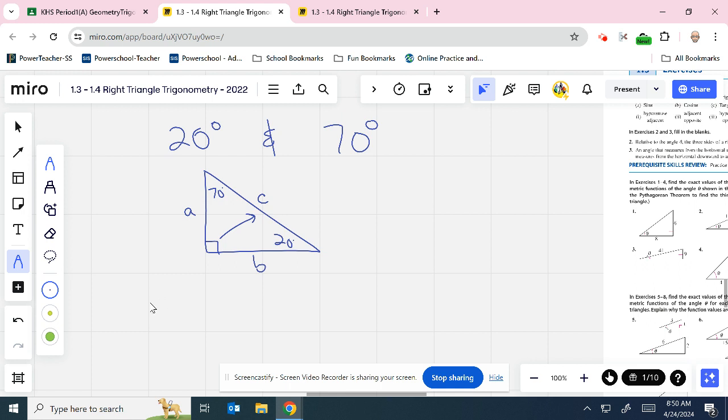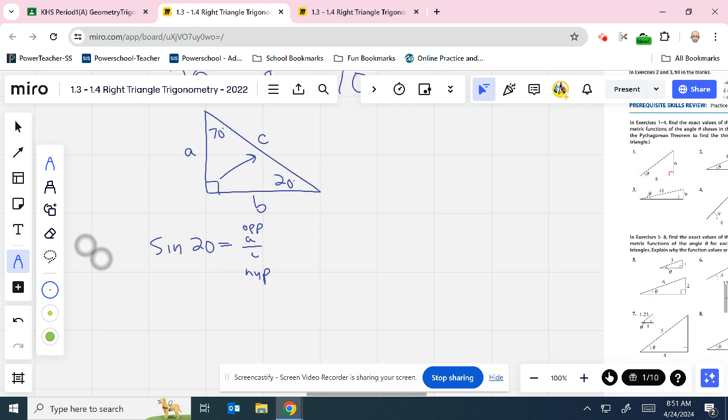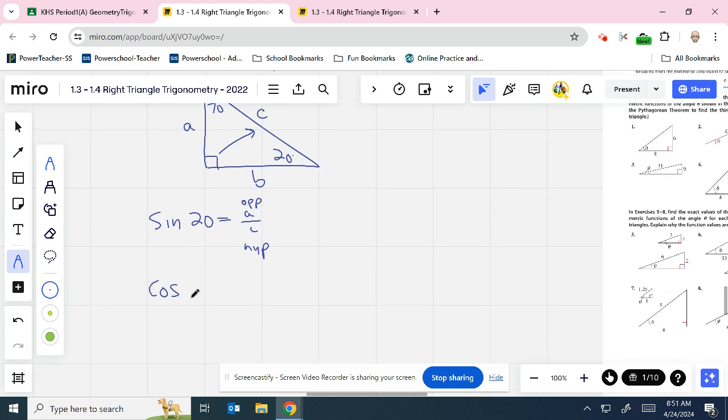But if I wanted to find the sine of 20 degrees, I would need the opposite of 20. So SOH, right? This is the opposite over the hypotenuse. That's what sine means. Opposite over hypotenuse. So if I'm looking at 20, the opposite is A and the hypotenuse is C. It's A over C. If I want the cosine of 20 degrees, you're looking at the adjacent on top and the hypotenuse at the bottom. Adjacent of 20 is our little b, and the hypotenuse is c.